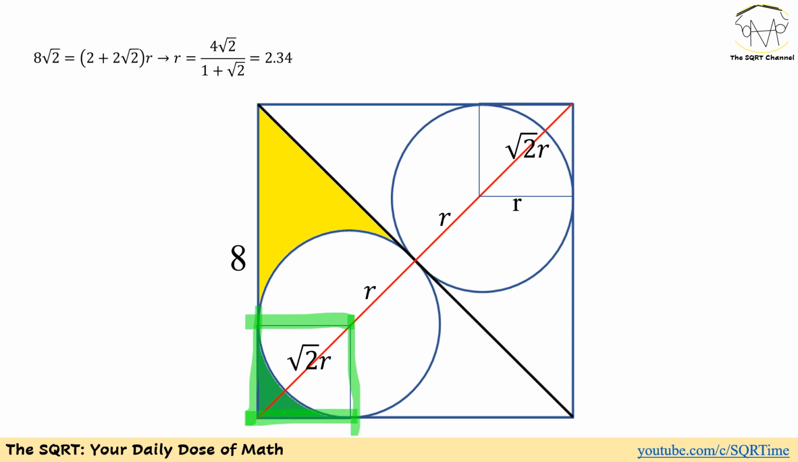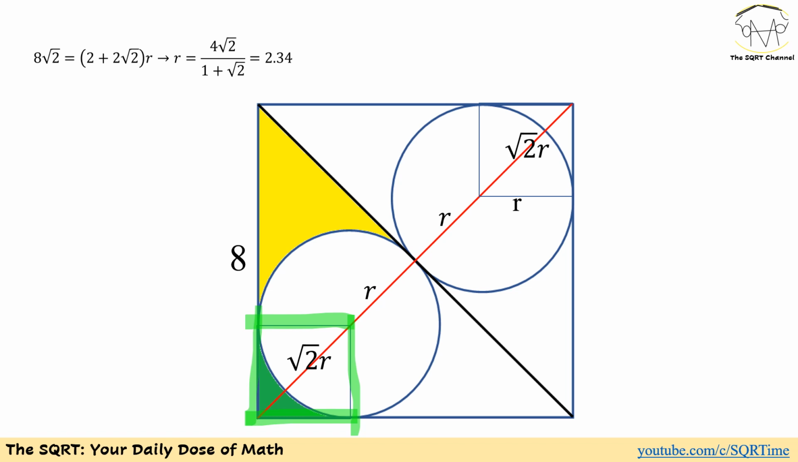To solve this problem, we are going to focus on two parts. The first part is going to be the green area here. This green area is going to be the part of the green square that I highlighted here. Now the question is how we are going to find the side of this square. To do that, let's start with working the red diagonal that we have here.